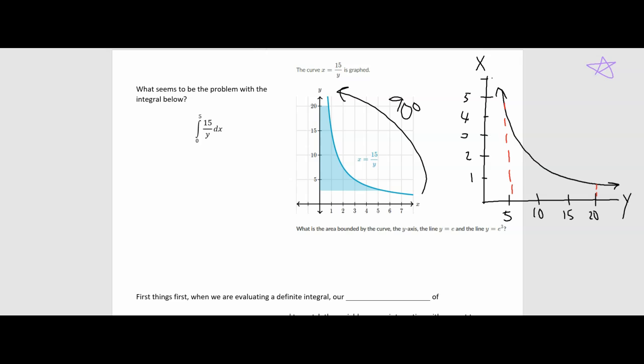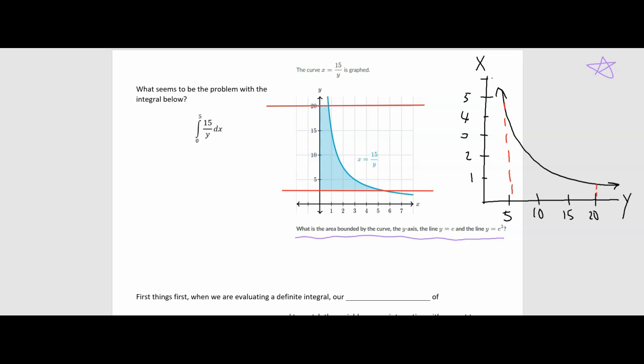There's something else we need to look at. So they said, what is the area bounded by the curve, the y-axis, and the lines y equals e and y equals e cubed? Well, the line y equals e is this line right here, and the line y equals e cubed is this line right here.